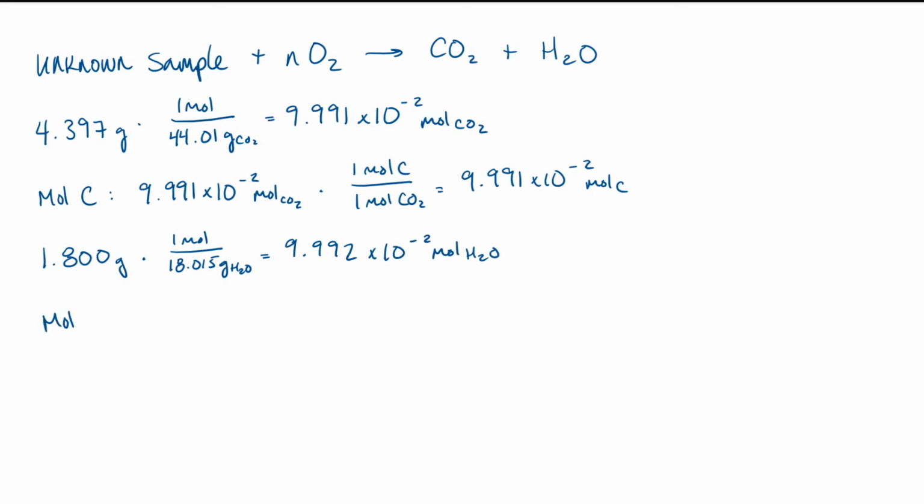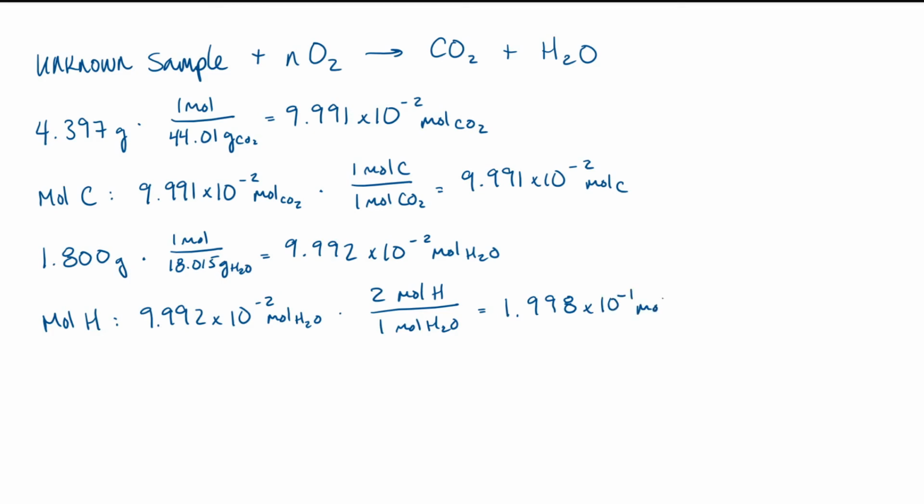To determine the number of moles of hydrogen, we convert the moles of water into moles of hydrogen by saying there are 2 moles of hydrogen for every 1 mole of water. And that gives us 1.998 times 10 to the negative 1 moles of hydrogen.